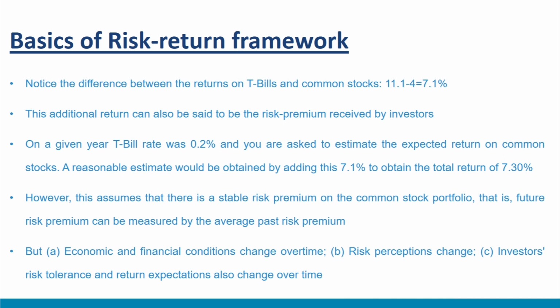For example, on a given year, treasury bill rate was 0.2% and you are asked to estimate the expected return on common stocks. A reasonable estimate would be obtained by adding this 7.1% to obtain the total return of 7.3%. However, this assumes that there is a stable risk premium on the common stock portfolio. That is, future risk premium can be measured by the average past risk premium.